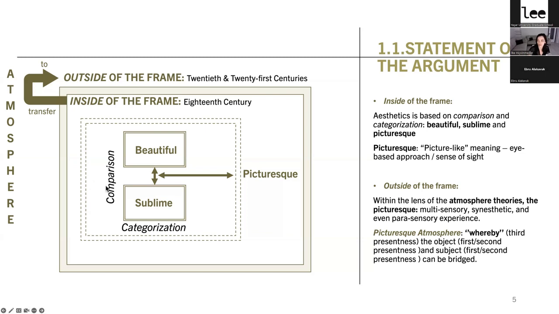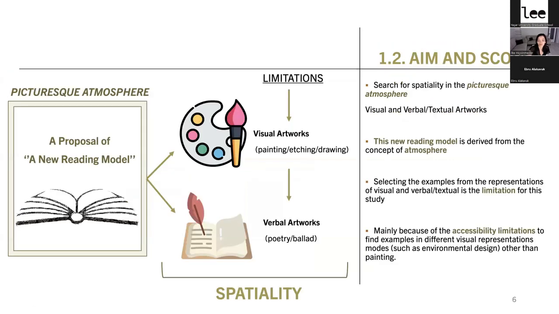However, I may claim that the concept of picturesque depends on a multisensory and even parasensory aesthetics. Therefore, it is possible to discuss the concept of picturesque of the 18th and 19th centuries by referring to the spatial atmosphere of the 20th and 21st centuries and by introducing a new term, the picturesque atmosphere. However, because of the accessibility limitations to find examples in different visual representation modes other than painting, I propose a reading model that is derived from the atmosphere theories.